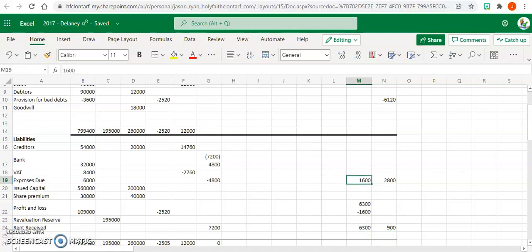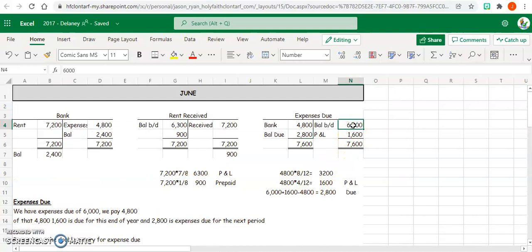And then for your expenses, a little bit different because we had expenses due coming in from the previous period of 6,000. So expenses due, 6,000. It's on the credit side because it's due, it has to be paid. We've paid 4,800, so that's going to go on the debit side for our expenses. So we've got our P&L then of 1,600.